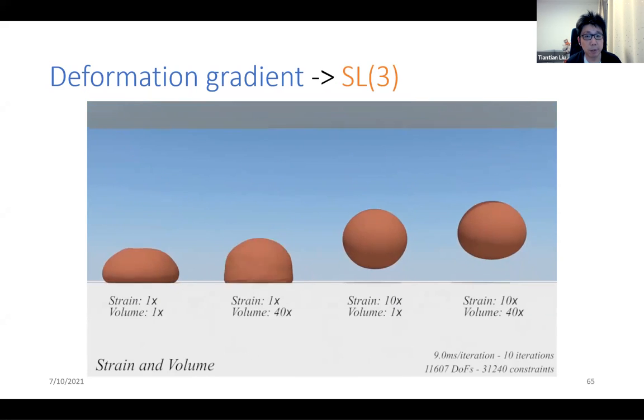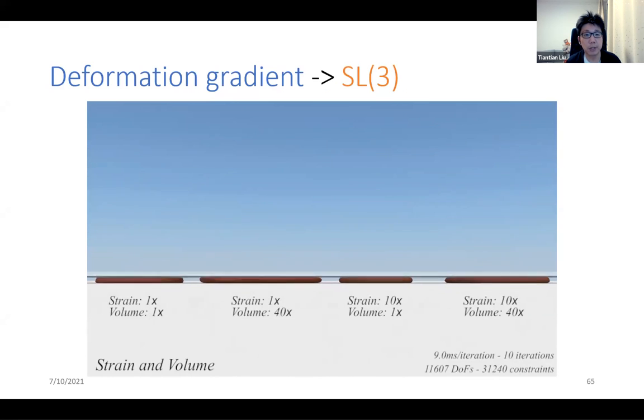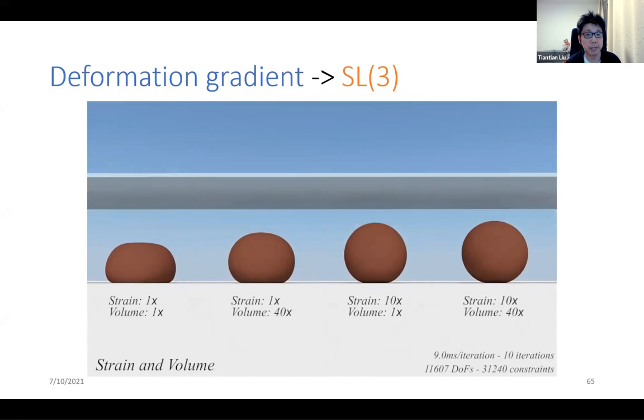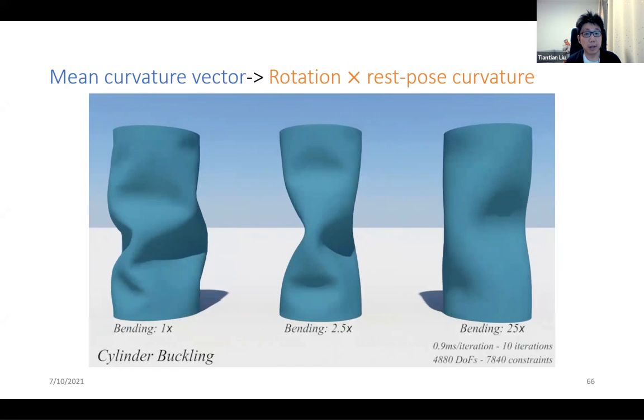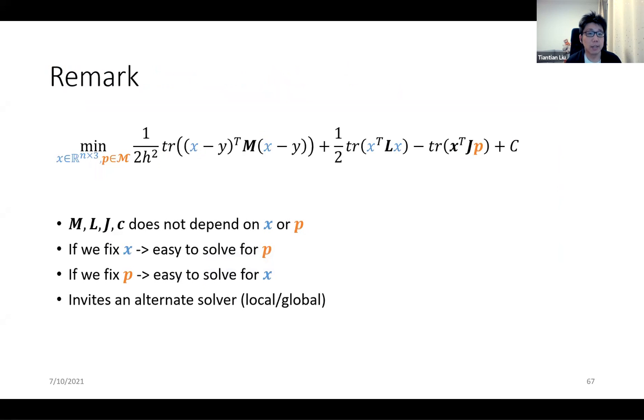We can also project the deformation gradient to an SL3, which is a special linear group with unit determinant, to control the volume preservation property of the material. We can also use the Laplace Beltrami operator to compute the mean curvature and project it to a rotated rest pose curvature vector to measure a bending energy. To summarize, the key idea of projective dynamics is still the localization of the system nonlinearity. The only difference between projective dynamics and the previously mentioned mass spring system is a different shape descriptor and more choices of the target manifolds.